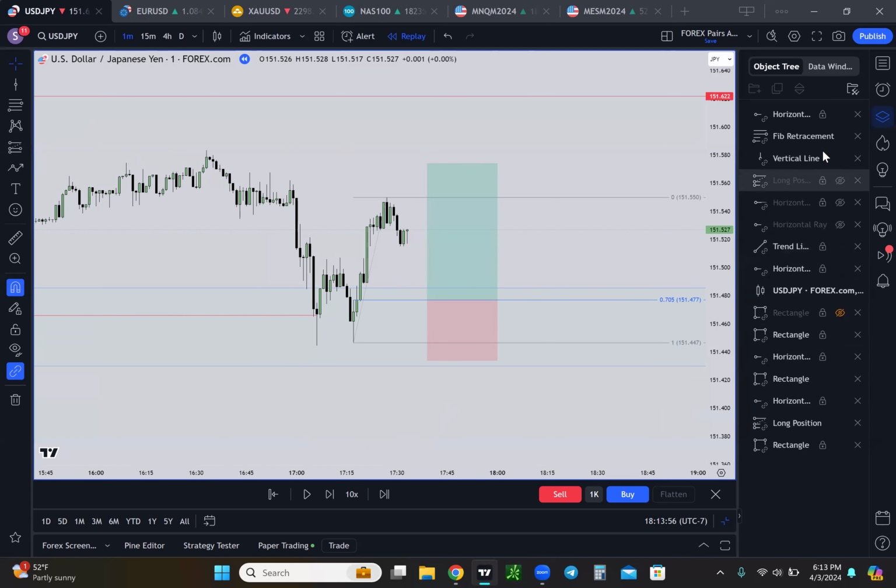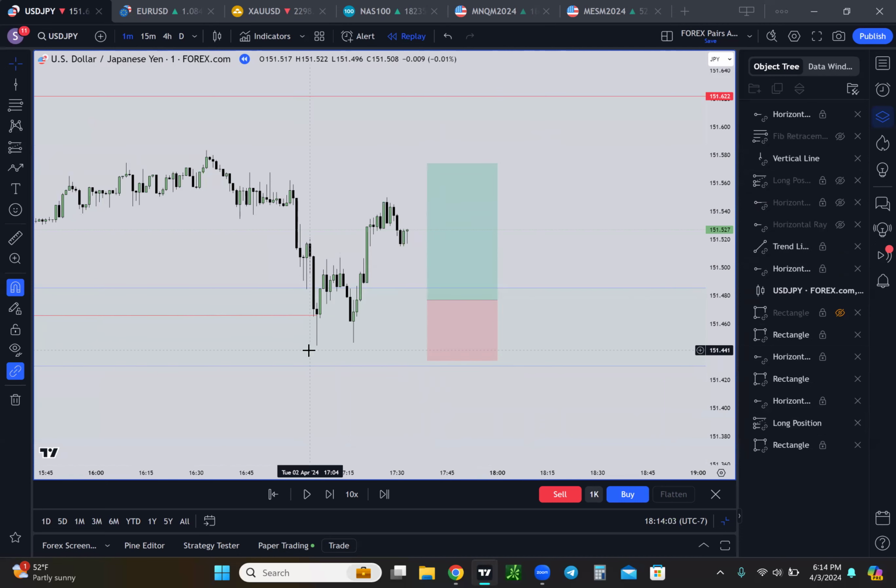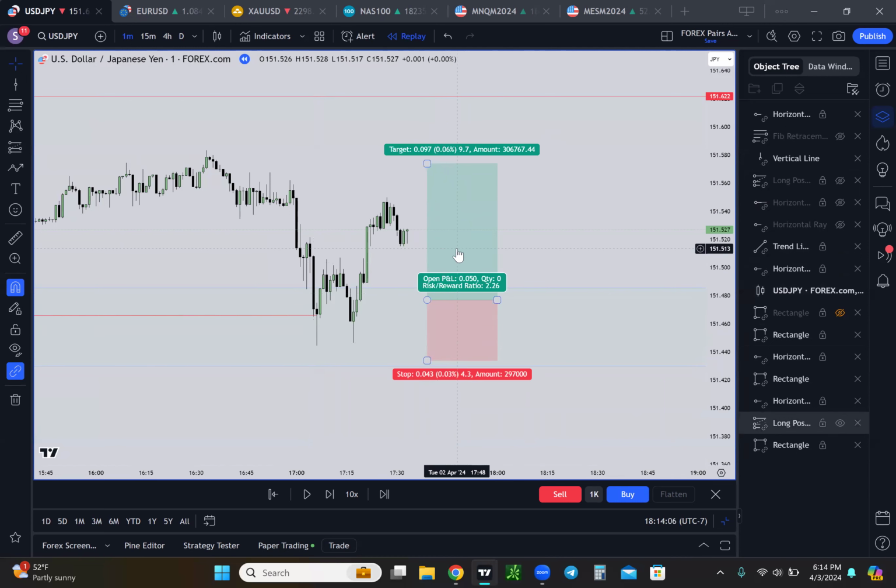I'll remove, declutter it. So there's my long position. I'm going to take the trade here. My stop is placed below that lowest low, and I've targeted 2.26. The reason why it's 2.26 is because I've included the cost of commissions.